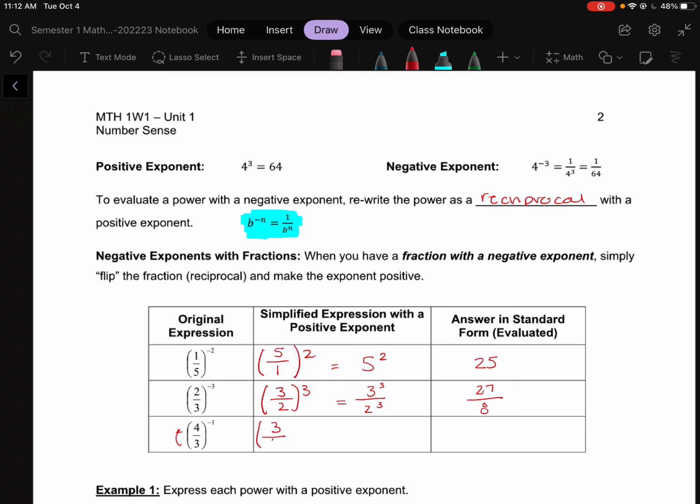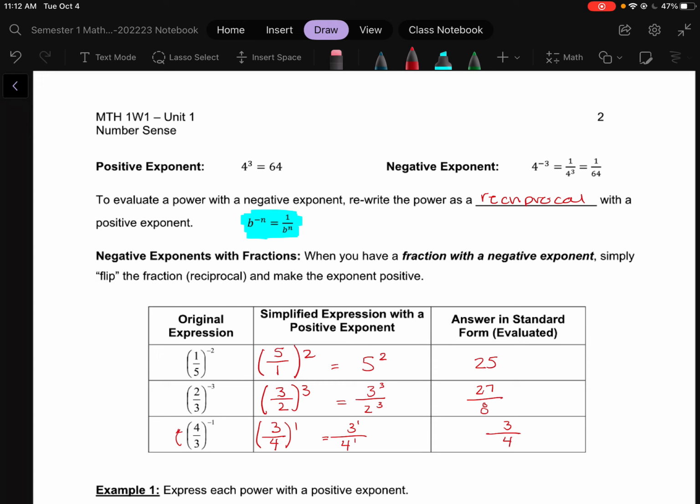So it's 3 over 4 to the power of 1, which is equal to 3 to the power of 1 and 4 to the power of 1, because remember our bases weren't 1, so we had to make sure that we keep it in a fraction. 3 to the power of 1 is 3 and 4 to the power of 1 is 4, so we keep it like that.